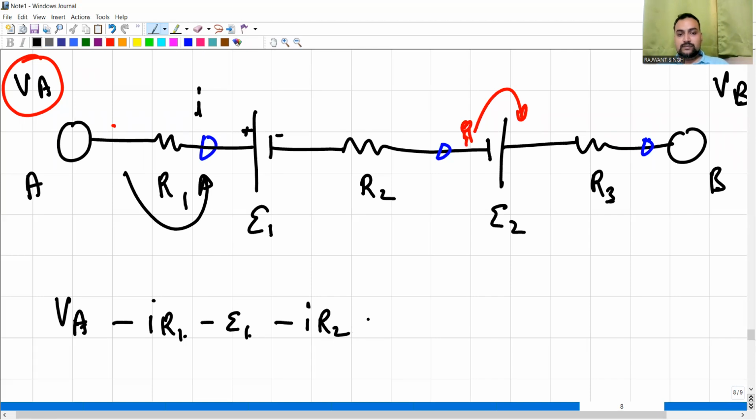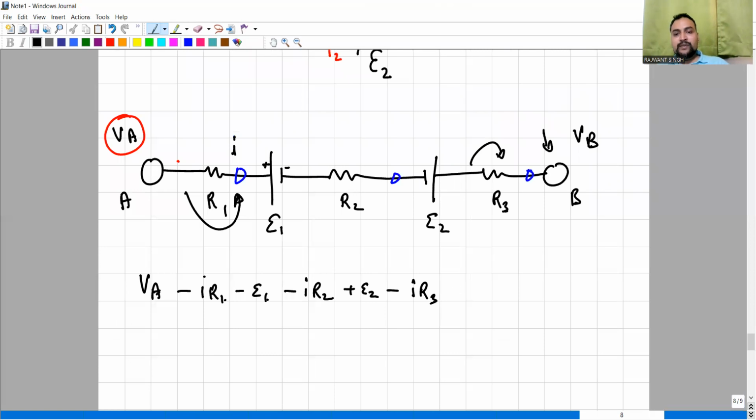Plus E2. And then again this resistance here, you will experience a potential drop. So this potential drop will become minus IR3. And where did you reach at the end? You reach VB. That means all of this is equal to VB.